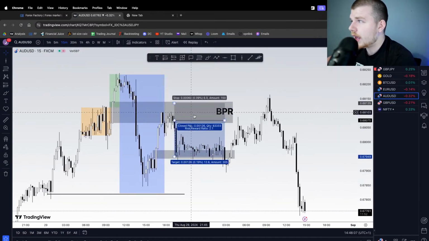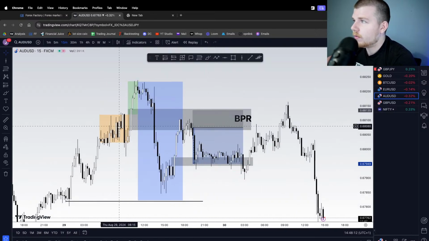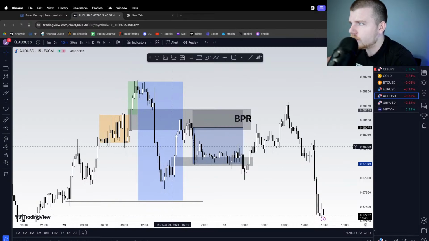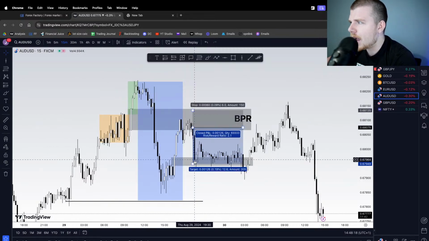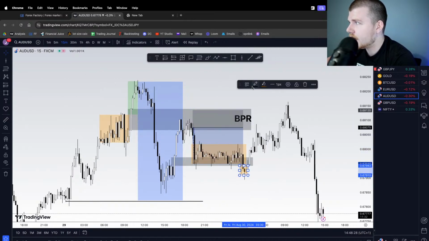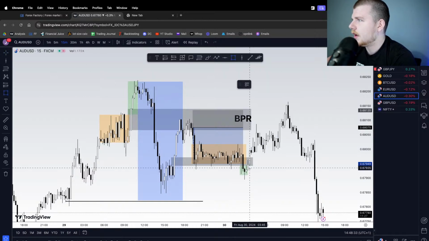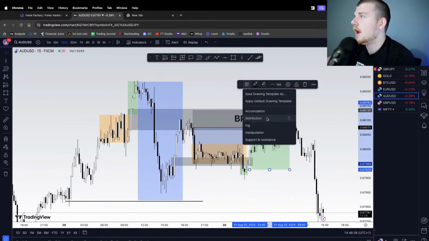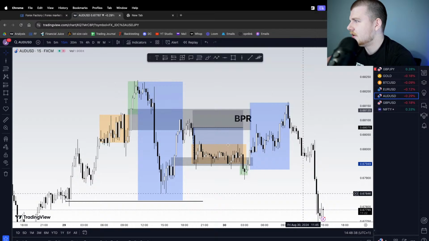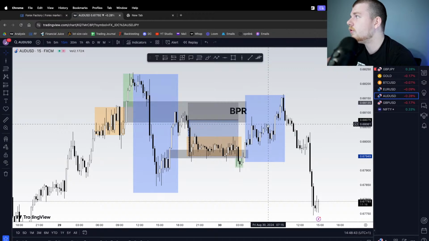I said we would have a reaction when we come to this BPR, and look what happened. We accumulated, manipulated, distributed, reversed back to the BPR, then came back down to this fair value gap over here, and accumulated. So after hitting our take profit, we would have taken profit there, we then accumulated, we then manipulated to the downside, and then we distributed to the upside, as you can see right here, back to this BPR, and then respected the BPR again and continued all the way back down to take out this low. So we could have easily caught 2 trades here.